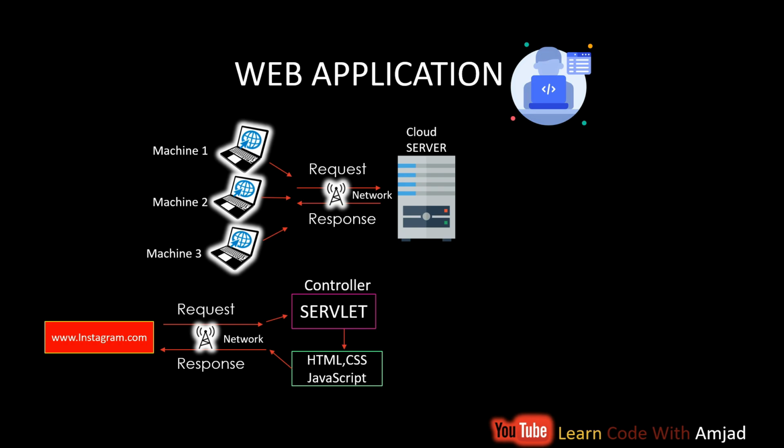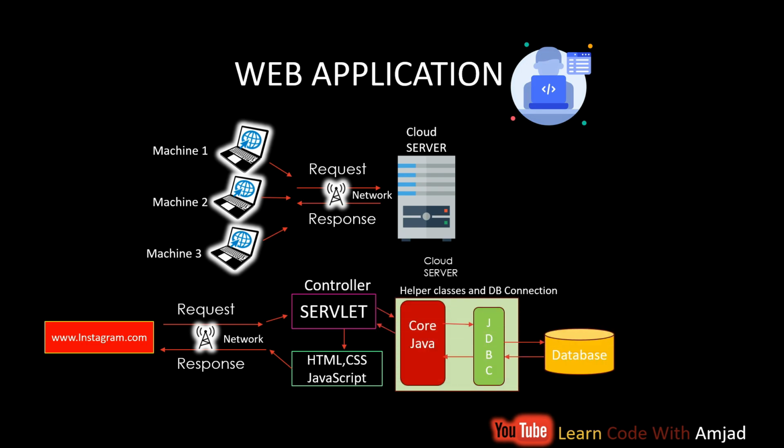Whenever the user gives a username and password and hits the login button, it goes to the server and checks whether the credentials are valid or not. If the credentials are valid, then you will enter your account. If the credentials are wrong, then you will get the response invalid credentials. So to develop this web application, the skills we require are core Java for business logic, JDBC for database connection, servlet and JSP for web interaction, and UI skills: HTML, CSS, and JavaScript. So these are the skills required for developing the application.